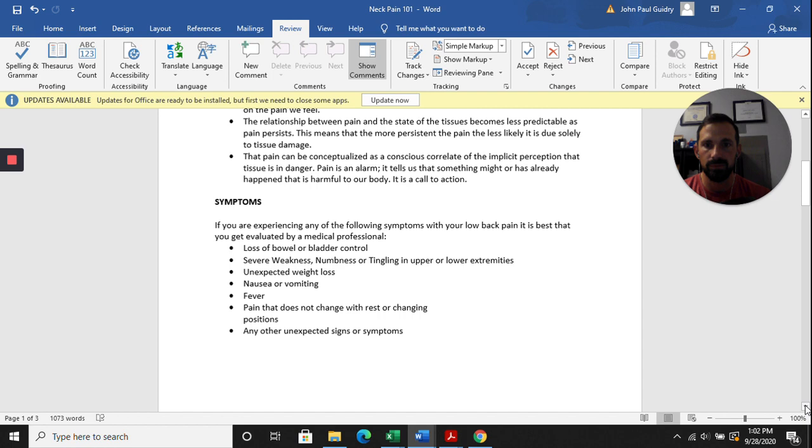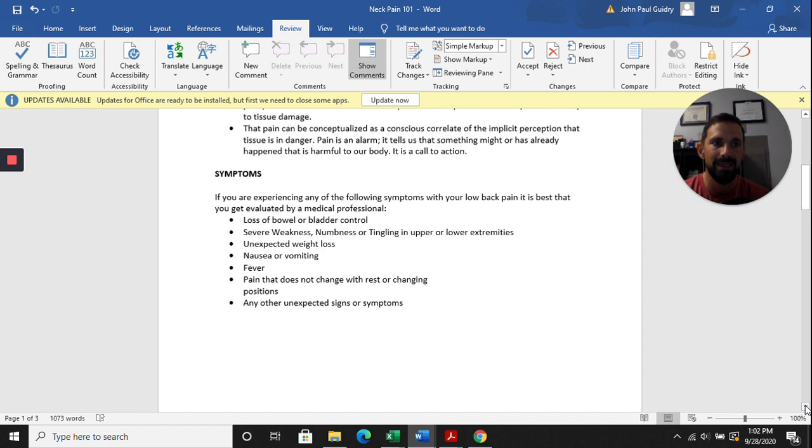So there are some symptoms we look for when it comes to neck pain that can be indicative of something more serious. So if you experience the following symptoms, then it's best to get evaluated by a medical professional.